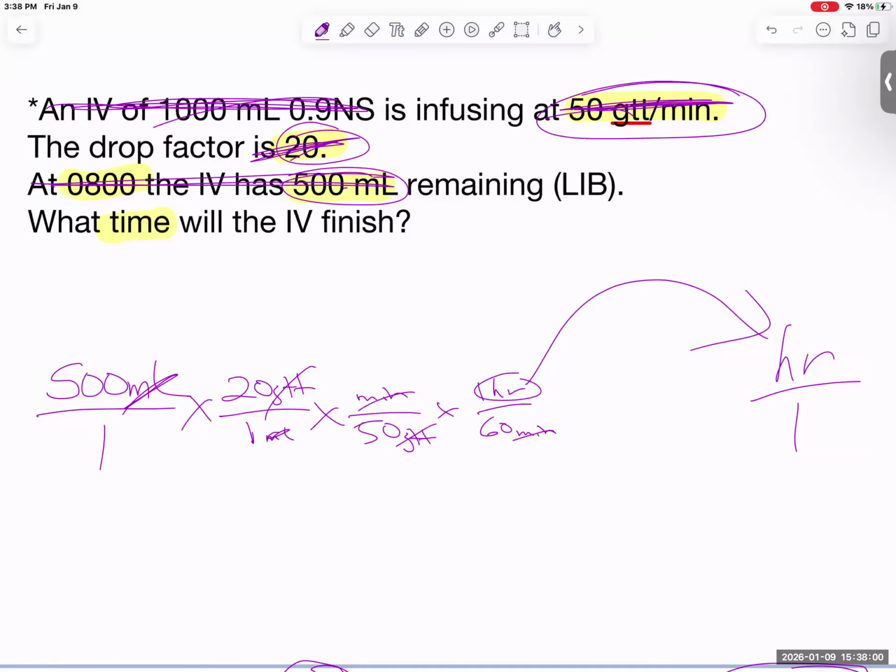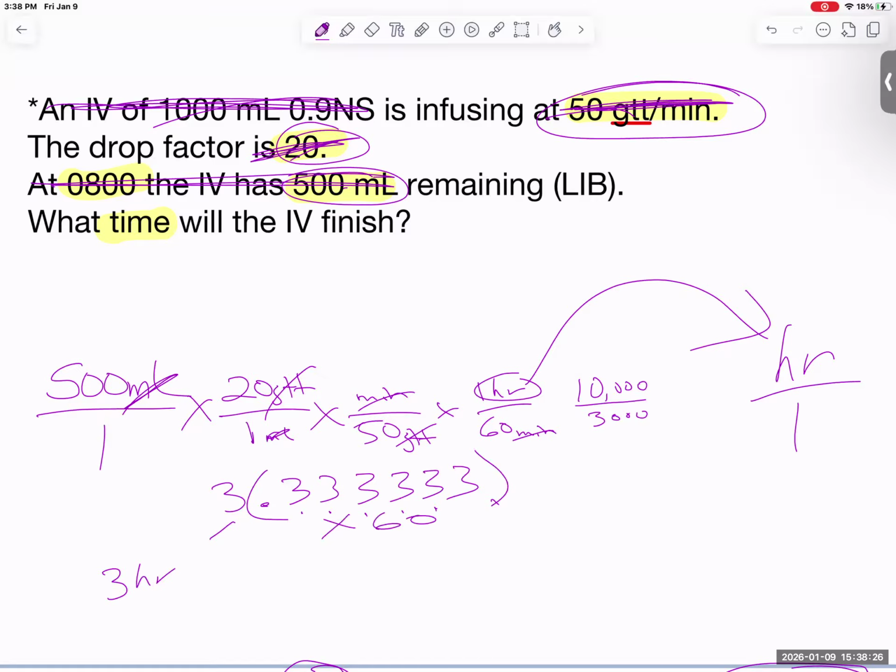So when I do the math across the top, 500 times 20 times 1 is 10,000, and then 50 times 60 is 3,000. When I divide, my calculator will give me 3.333333. At least 6 digits is safe, I say. So the 3 before the decimal is 3 hours, and the 0.33333 times 60 will give me 19.99, which I will happily round to 20 minutes.